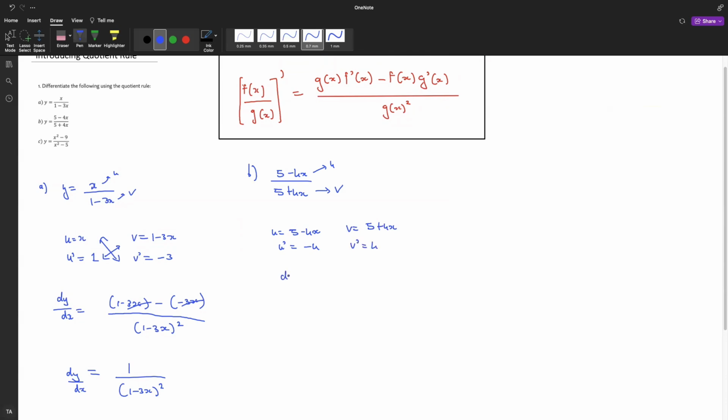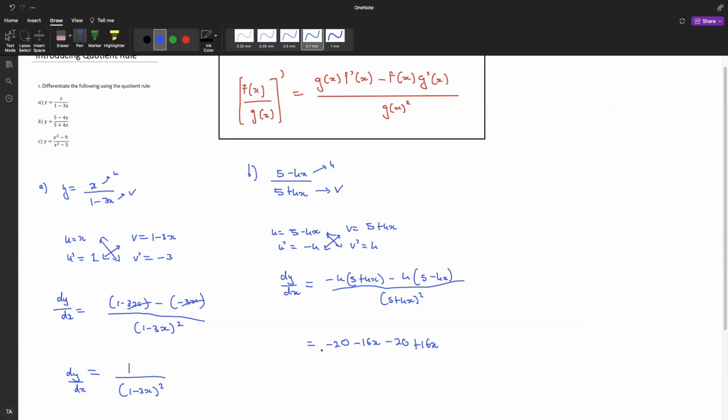Which means our dy over dx is going to equal, we do this first, we multiply these things: negative 4 times 5 plus 4x, minus, multiplying these two together now, 4 times 5 minus 4x. And we divide all that by the bottom expression squared, which is 5 plus 4x squared. Now simplifying this, negative 4 times 5 is negative 20. Negative 4 times 4x is negative 16x. Then negative 4 times 5 is negative 20 again. And negative 4 times negative 4x is plus 16x.